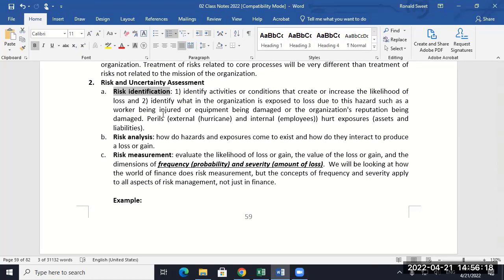Do you think HEB's worried about employees getting injured on the job? Is that a big part of their risk? I would think they would worry about that. So that's the kind of thing you're going to do. USA was obviously worried about hurricanes and earthquakes.